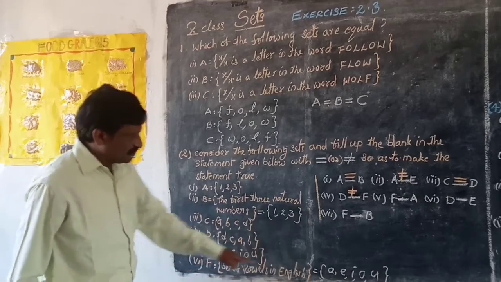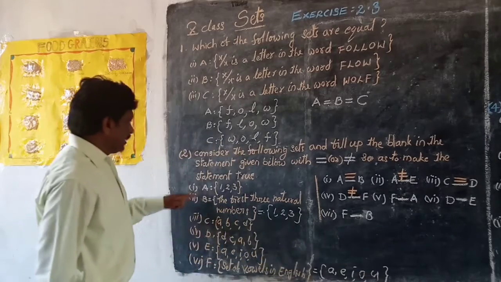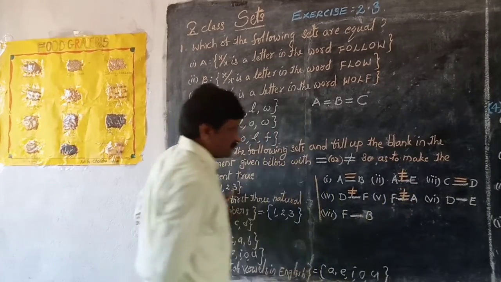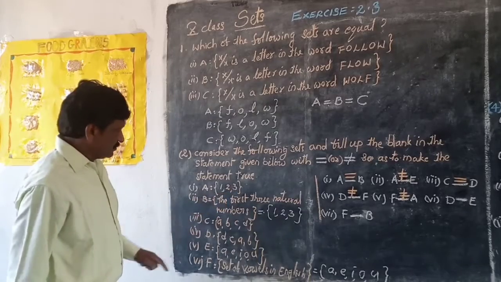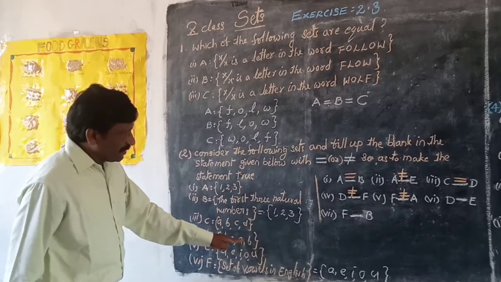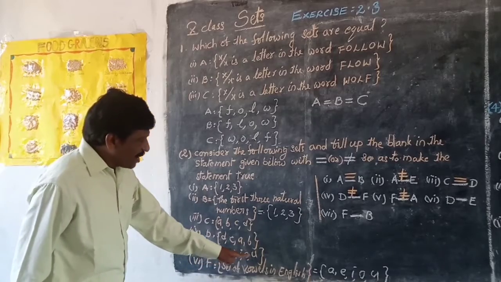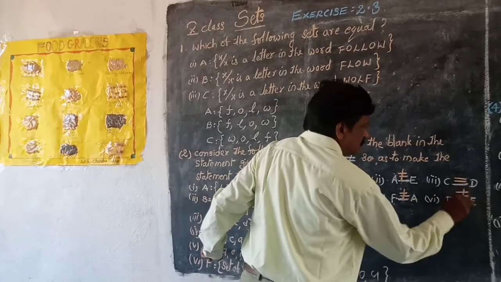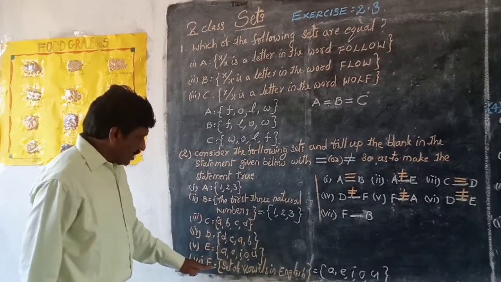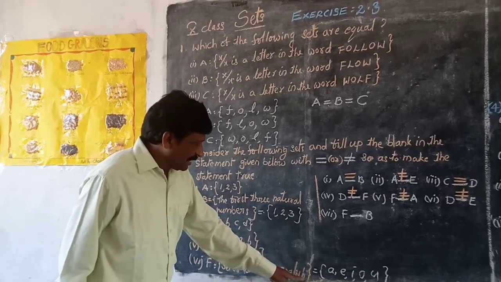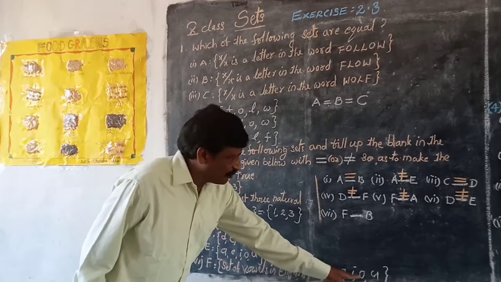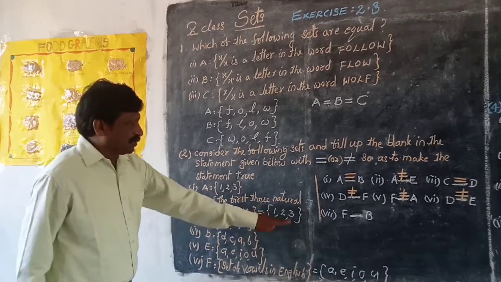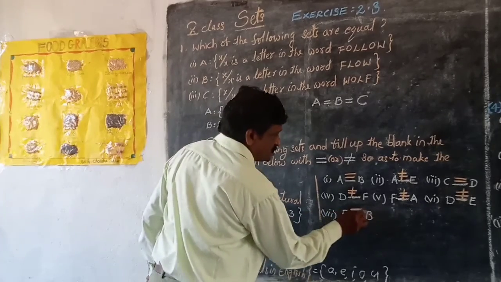F and A. F: A, E, I, O, U. A: 1, 2, 3. Not equal. D and E. D: D, C, A, B. E: A, E, I, O, U. D and E not equal. F and B. F: set of vowels in the English alphabet, A, E, I, O, U. B: the first three natural numbers, 1, 2, 3. They are not equal.